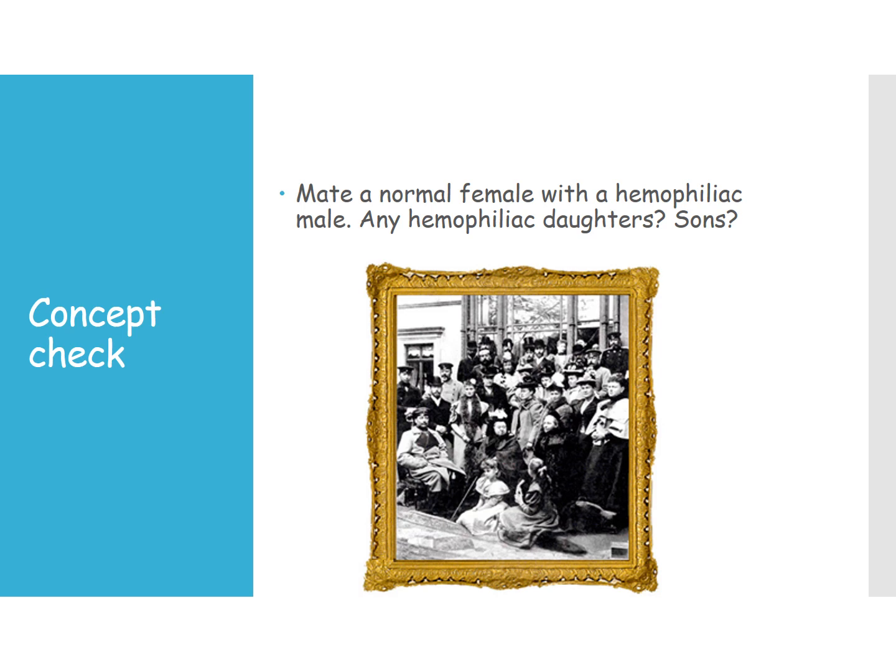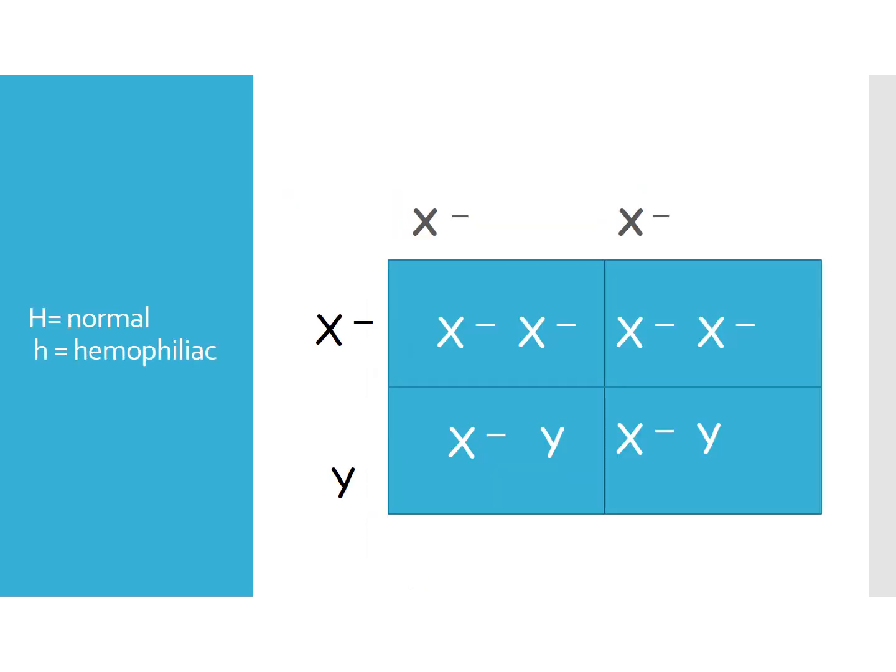Mate a normal female with a hemophiliac male. Would they produce any hemophiliac daughters or any hemophiliac sons? The initial way to set this up is to indicate the presence or occurrence of the X and Y chromosomes. So here we have the mother, which we said is normal, and the father, which we said was hemophiliac.